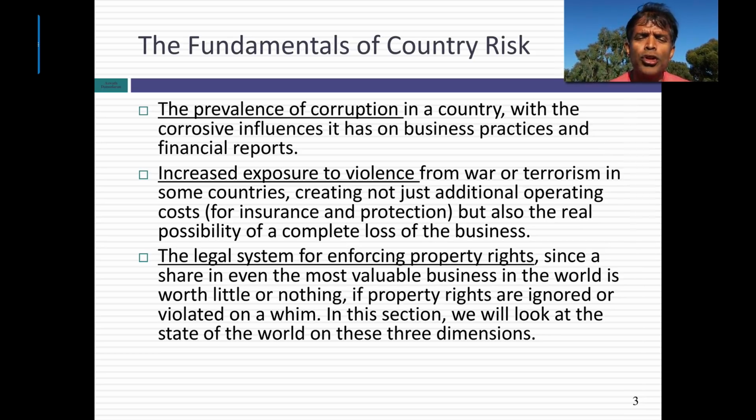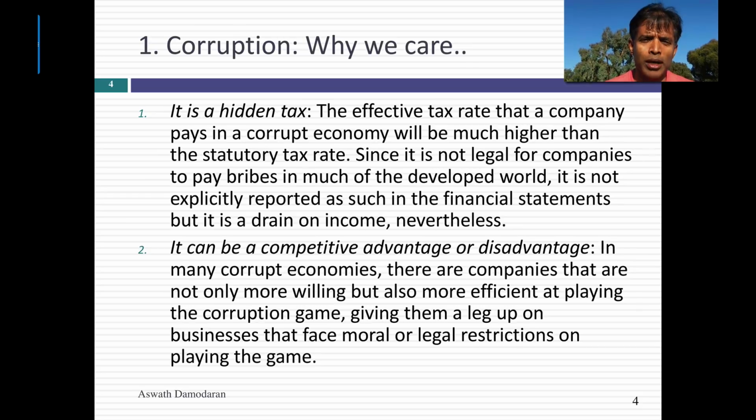As I see it, there are 3 reasons why risk varies across countries, and these are the 3 fundamentals. The first is that the existence of corruption and bribery can change your operating model and costs in different countries. So the prevalence of corruption varies across countries. The second is the exposure to physical violence, either from war or terrorism, which can also vary across countries, and that can affect your operations and your business value. And finally, the legal system that protects your rights, that share of ownership you have, can also vary across countries. So let's start off by looking at those 3 fundamentals.